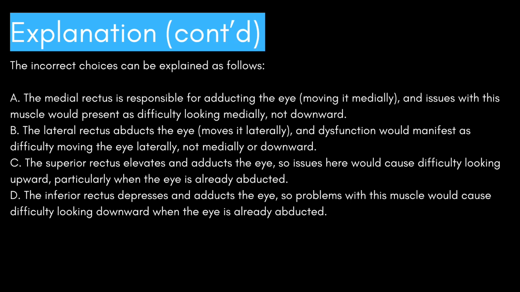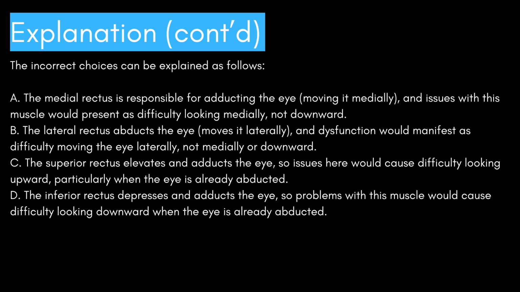The incorrect choices can be explained as follows. A. The medial rectus is responsible for adducting the eye, moving it medially, and issues with this muscle would present as difficulty looking medially, not downward. B. The lateral rectus abducts the eye, moves it laterally, and dysfunction would manifest as difficulty moving the eye laterally, not medially or downward. C.